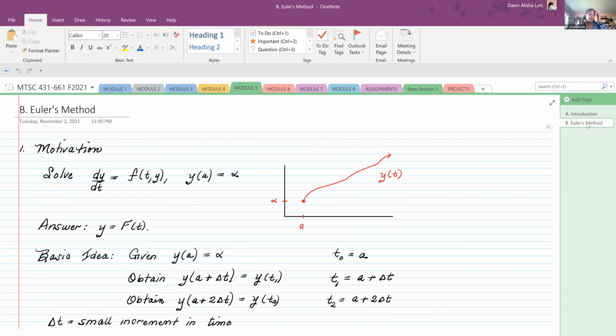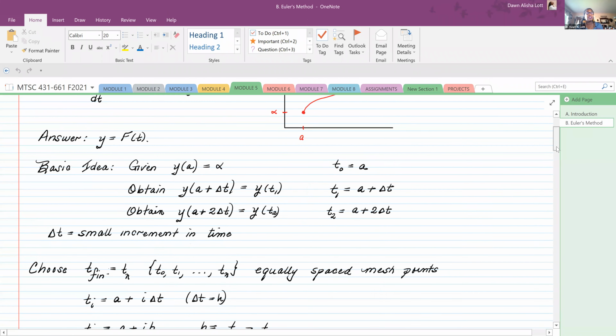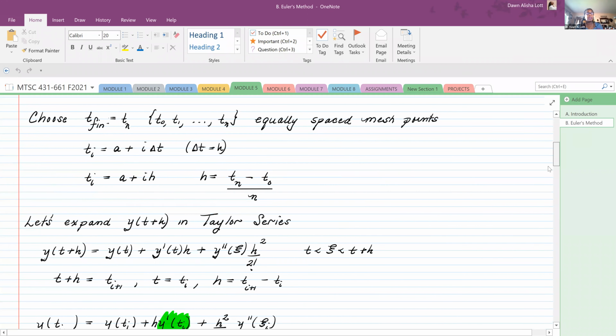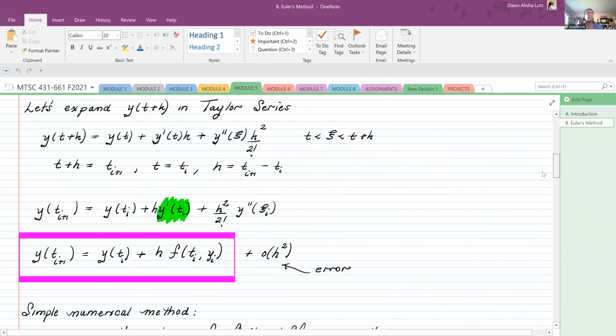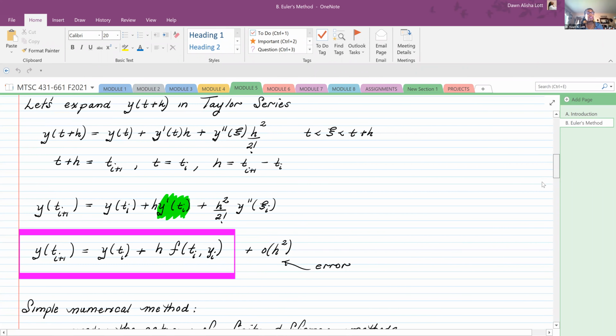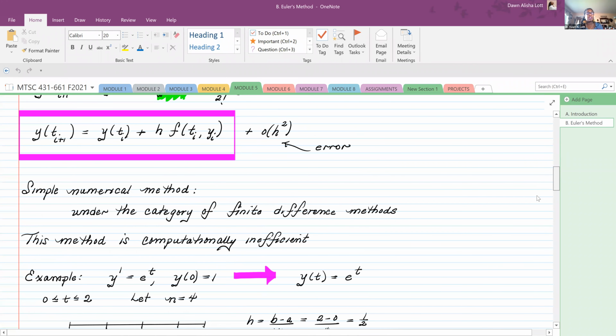And with Euler's method, you're solving again dy/dt equal to f of t and y. And the basic idea is you are given a value of y at a point a, and then in small increments of time, we utilize Euler's method in order to create the next iterate. And so we use the Taylor series to derive it. And then I explained the algorithm.